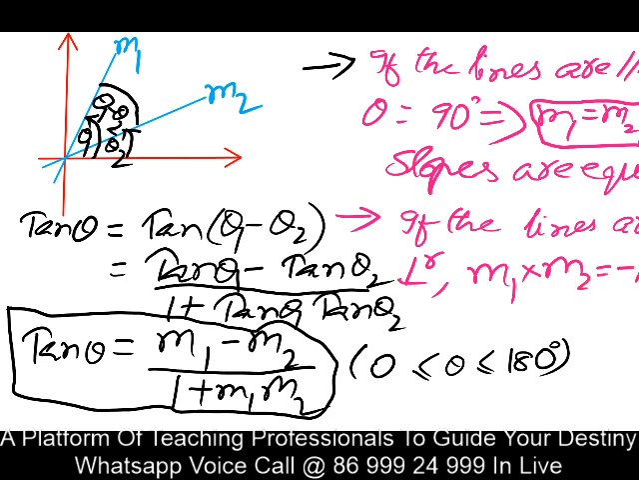Very important, please. If two lines are perpendicular, the product of their slopes is minus 1. If two lines are parallel, then their slopes are equal.